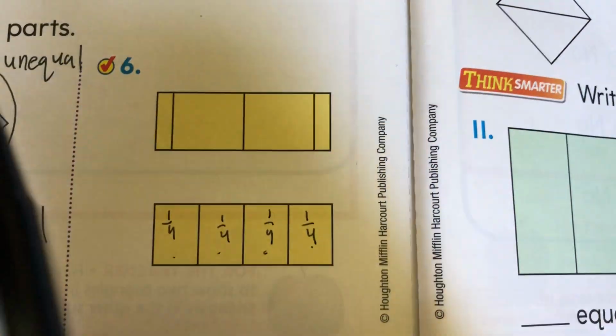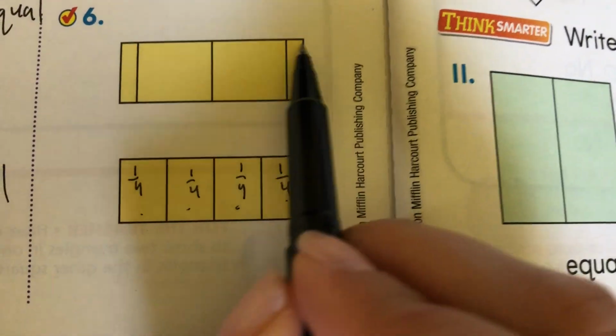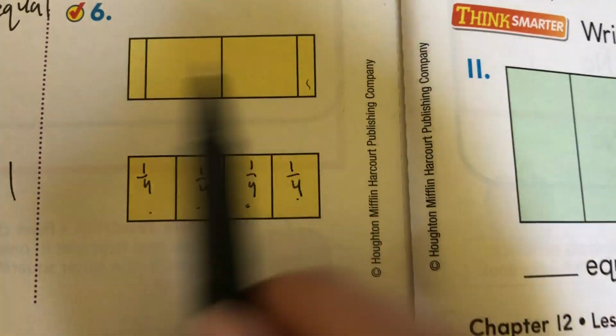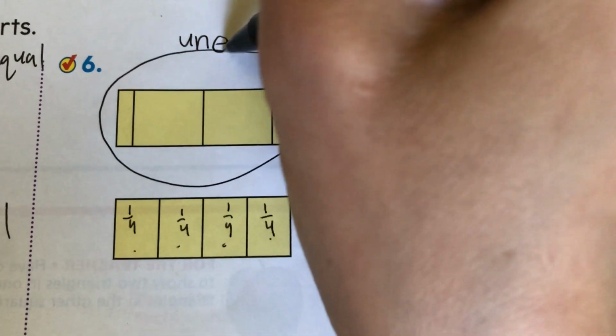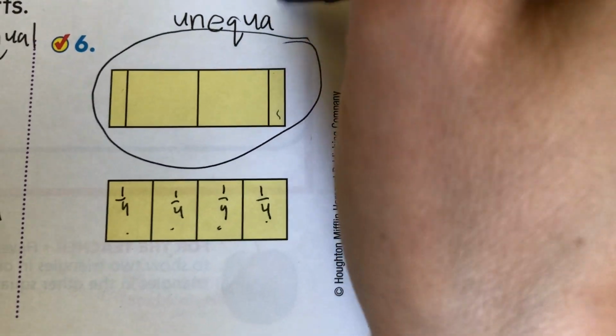And then we have this one, it's got these little side pieces and these two giant ones. This is unequal. Unequal. Okay, your turn, mathematicians.